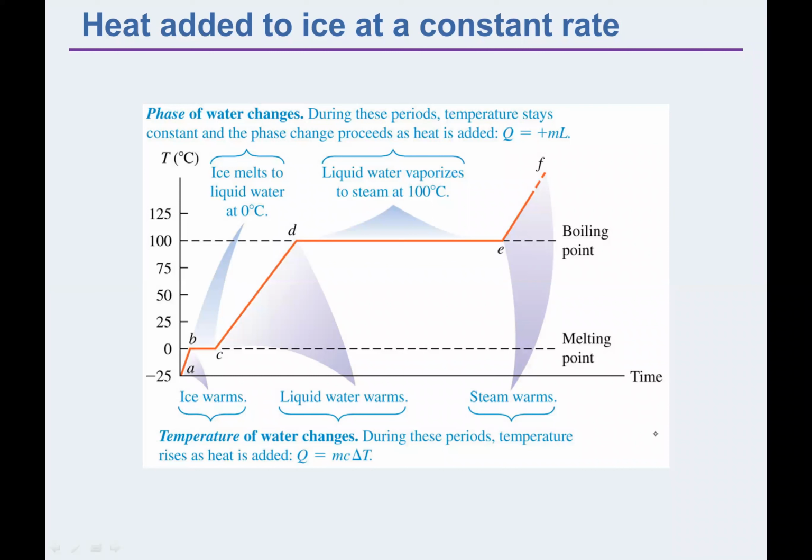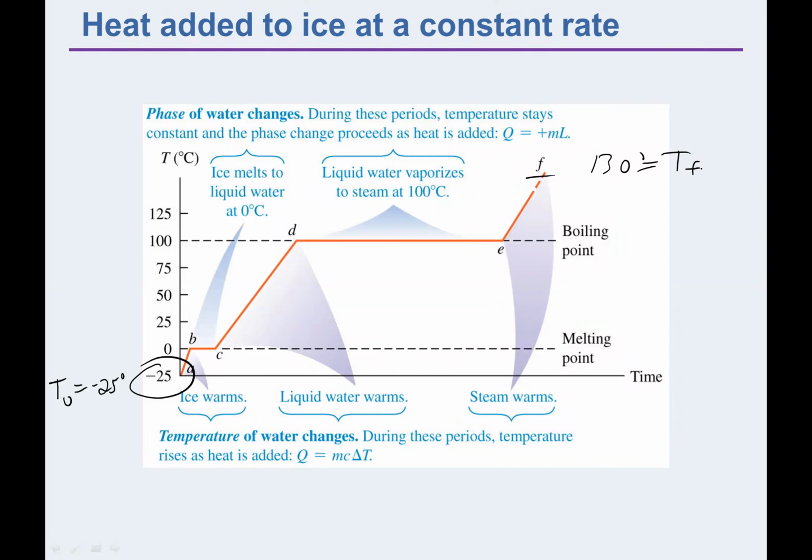All right, so let's continue here. What we're going to do here is look at an example where we take an ice cube at negative 25 degrees Celsius, and we're going to increase its temperature to, let's say, 130 degrees. So let's say we start with an initial temperature of negative 25 degrees, and we go to a final temperature of 130 degrees.